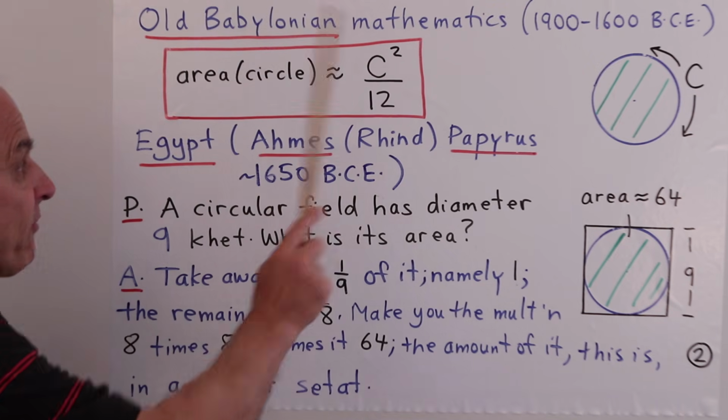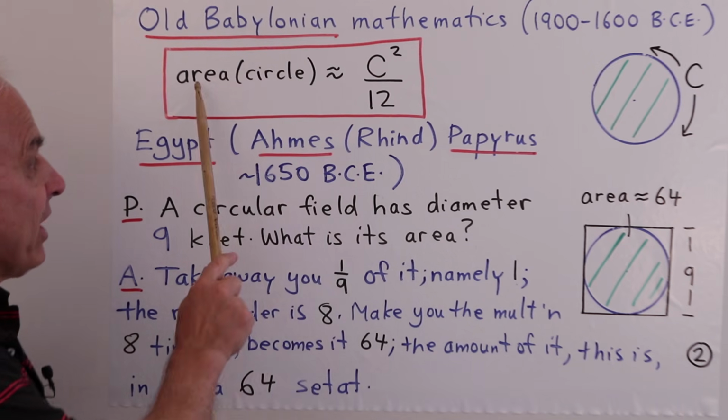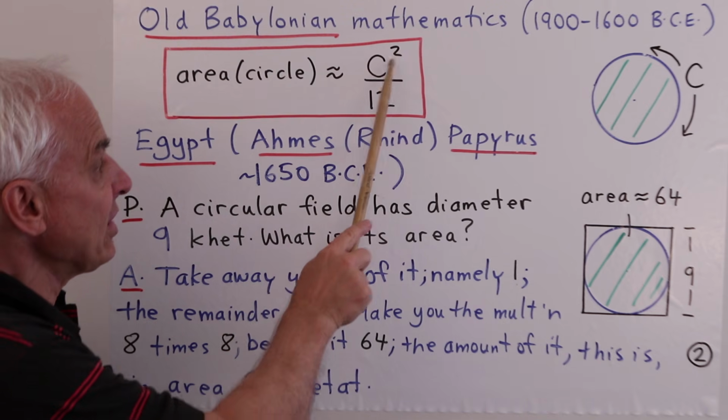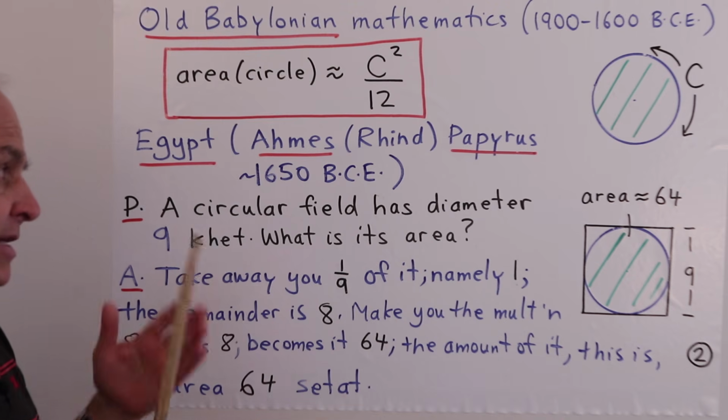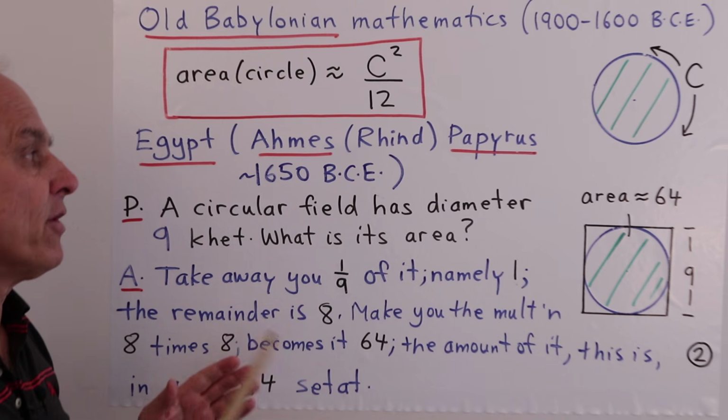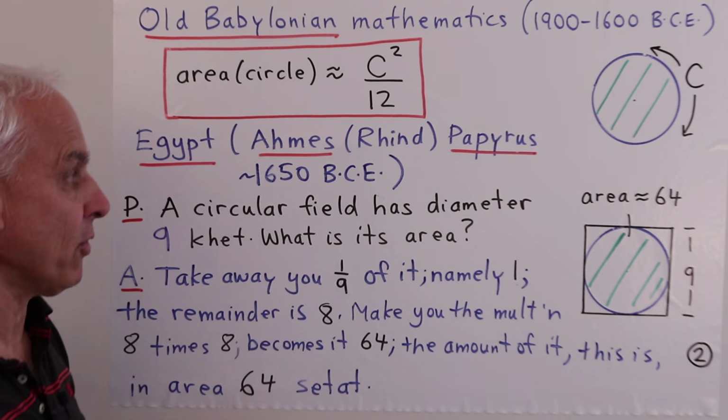And in terms of the circumference c, their estimation was that the area of the circle was c squared over 12. It's a little exercise to show you that that's basically equivalent to having pi have a value of 3.